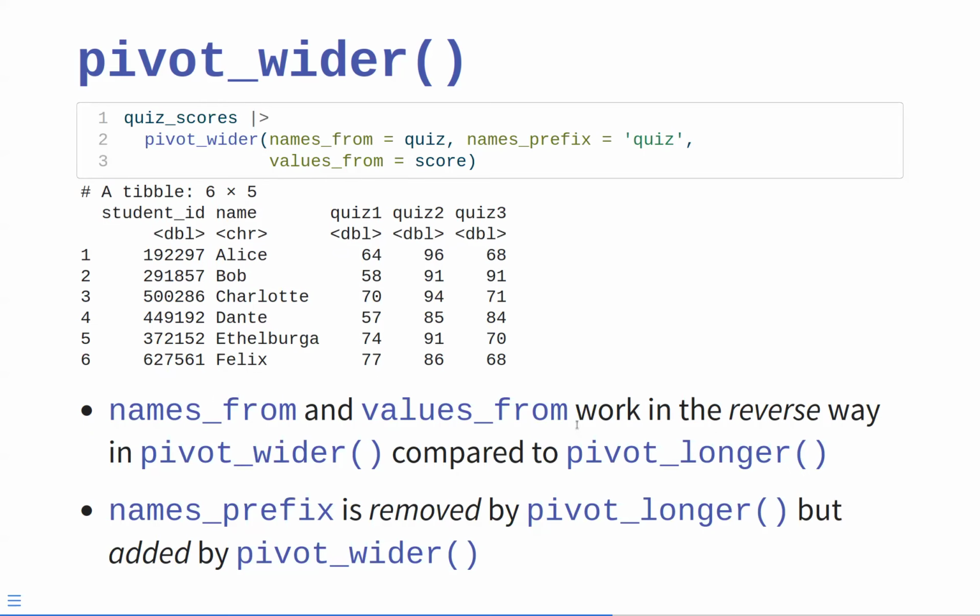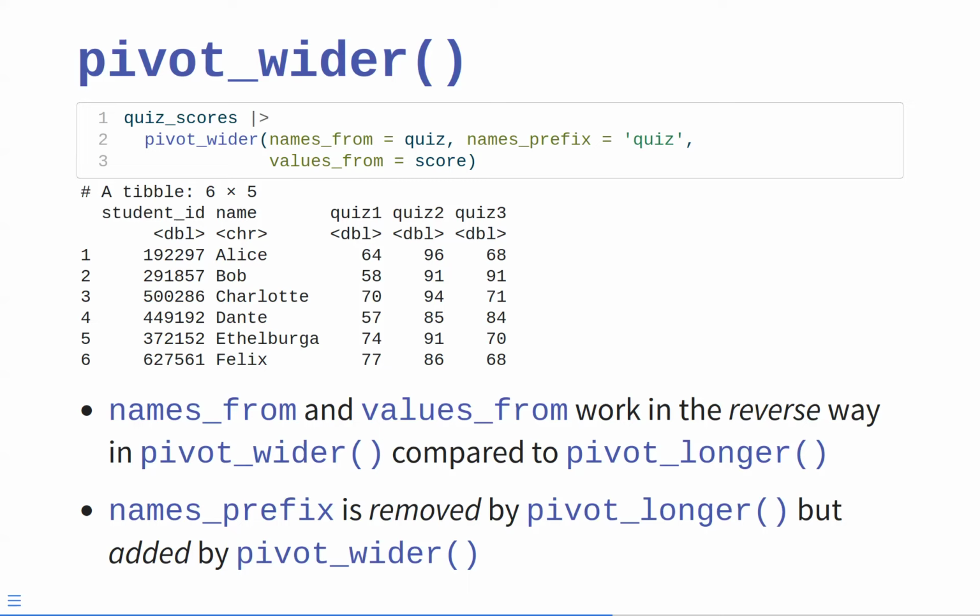All right. Now, suppose we wanted to go back to where we started. I know that's very silly, but this is just an example. So suppose that we wanted to return to the original wide form data set. How could we do that? Well, we'll use pivot wider.